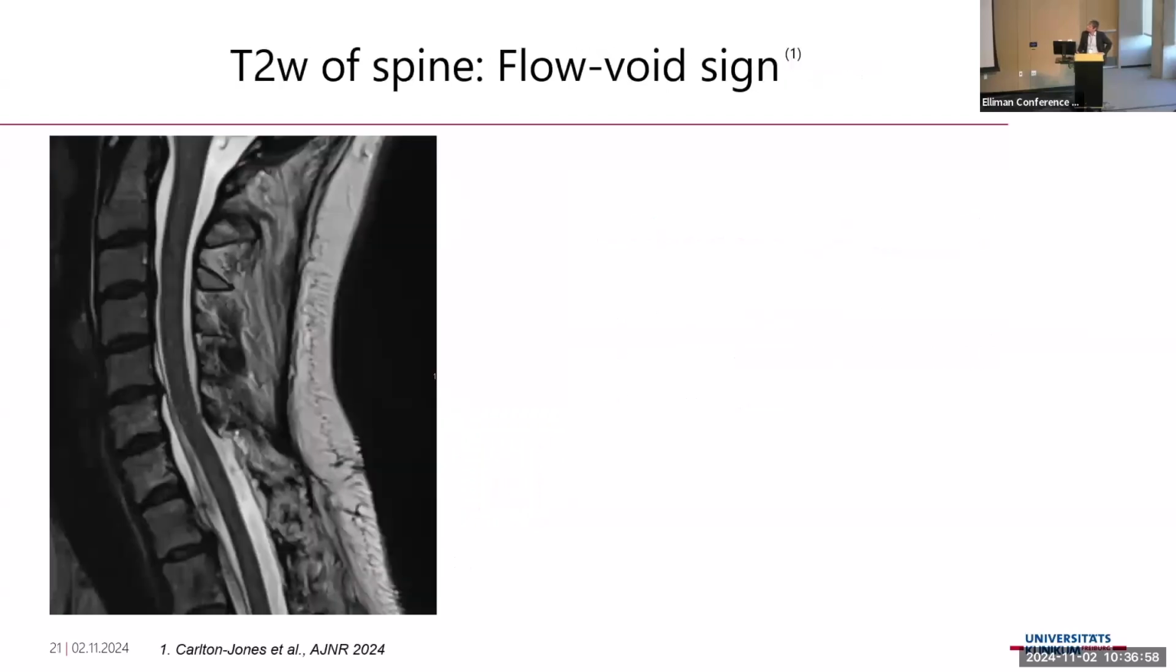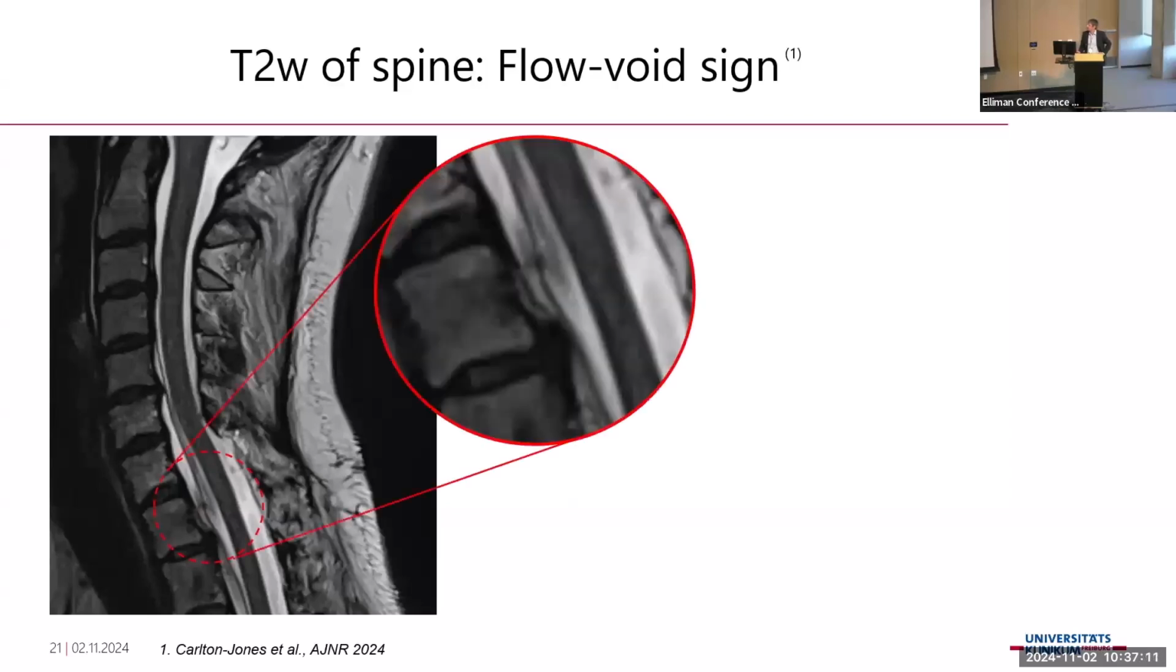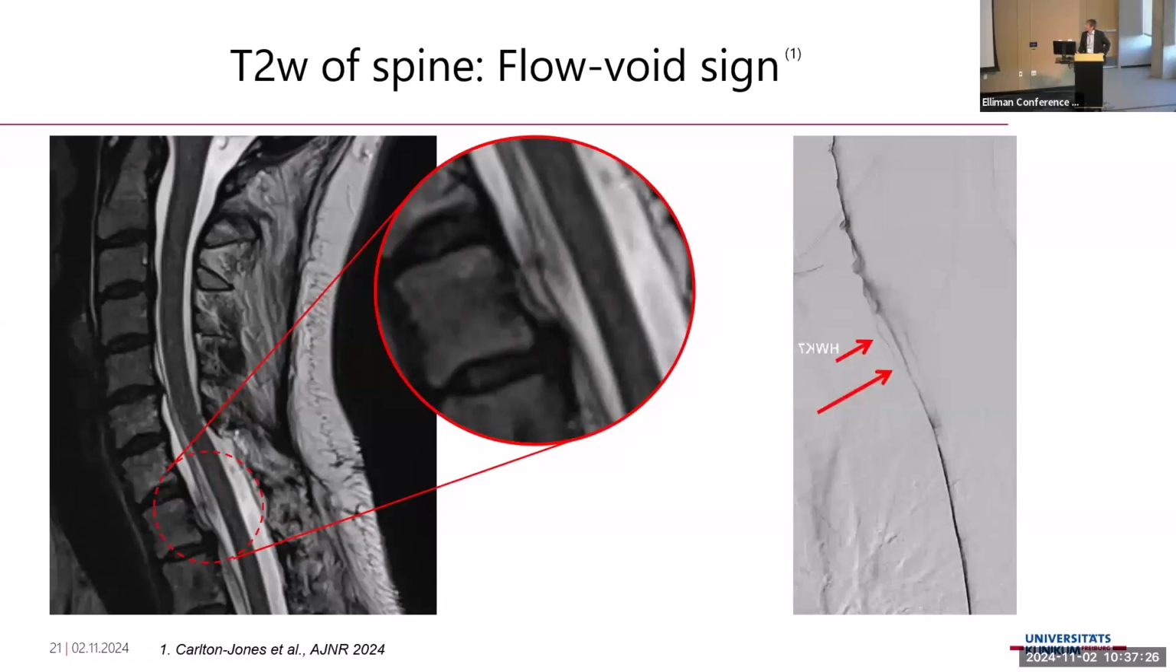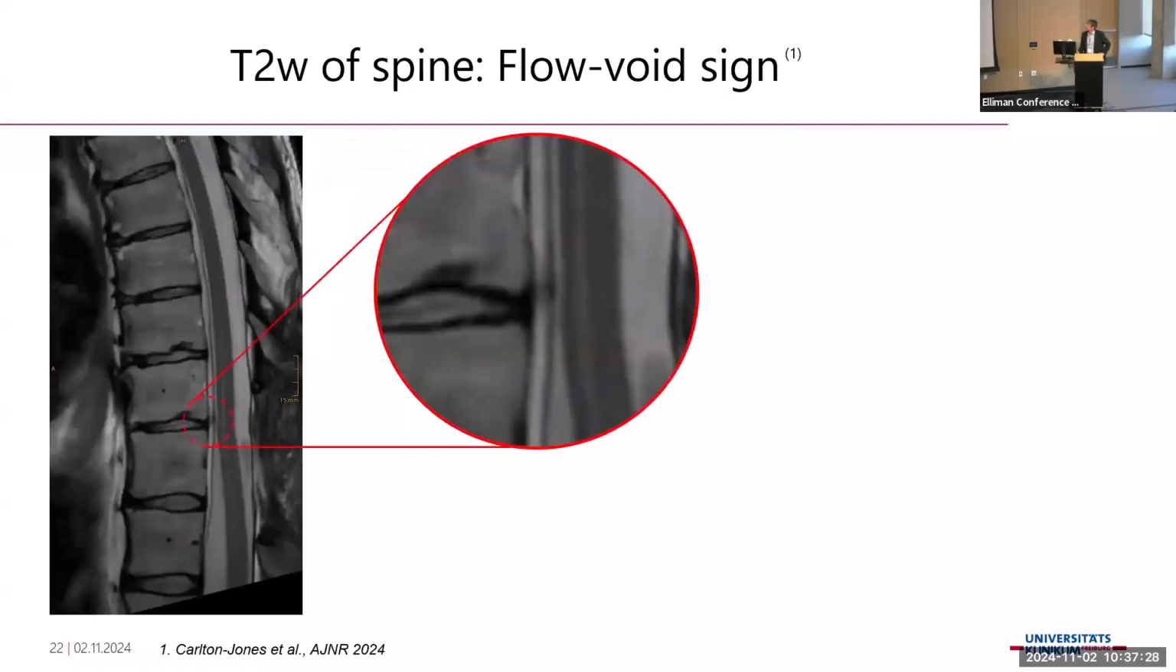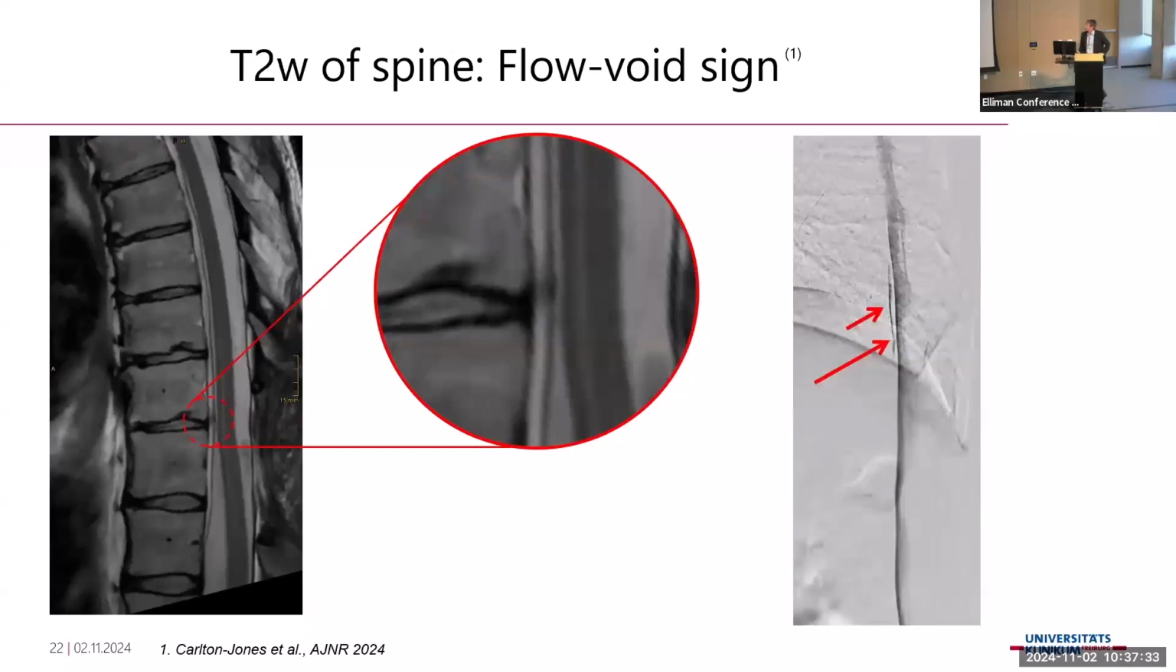And there's something new recently reported from Dr. Carlton Jones. When we use a regular T2 image of the spine, we may have the chance to find a so-called flow void sign. And this may appear at the site of the leak in patients with a type 1 leak when the CSF is running through the dural tear. This is like an artifact with a loss of signal. And we confirmed this with the DSM. Here's another example with a very subtle finding. And again, we could confirm this.